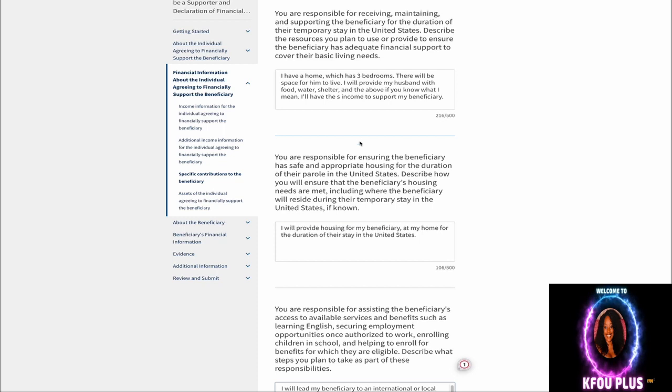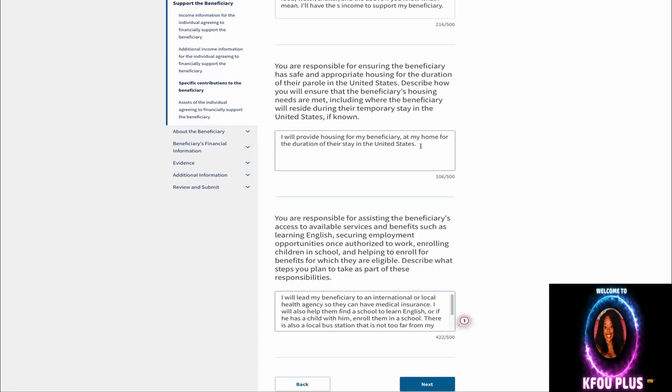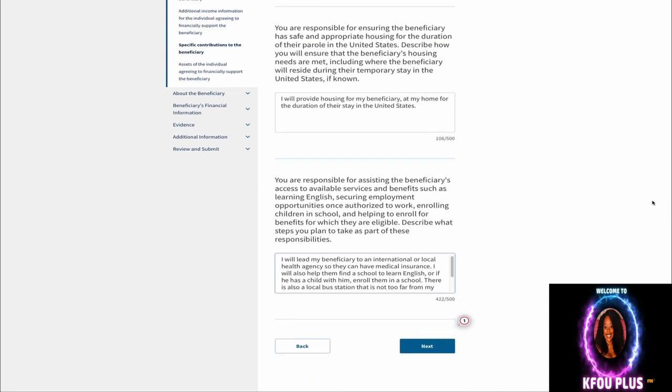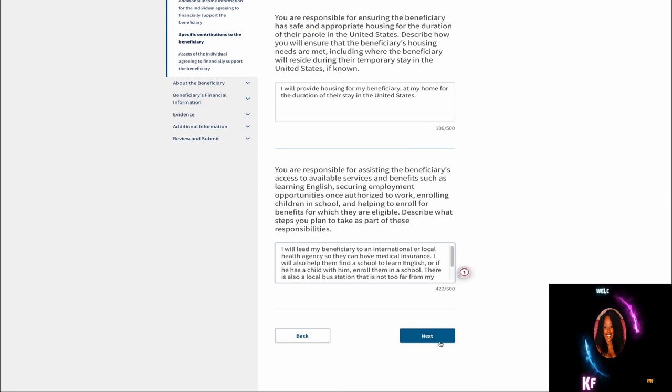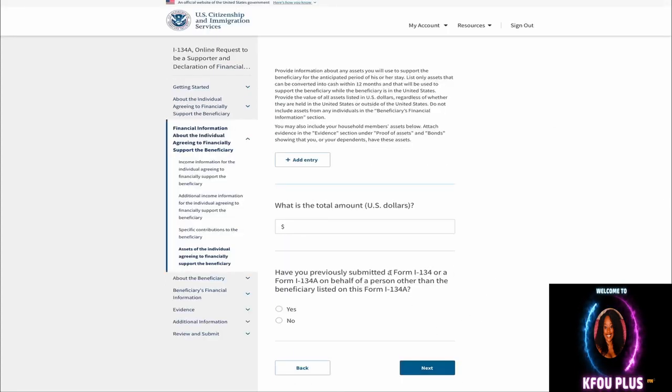So now we're going to scroll back up. We completed all this section. This section has a lot of information, and this is the most important part because the United States wants to know how you are going to be supporting them when they come here, how you're going to be helping and assisting them. Okay, so we completed this. So now we're going to click on next.